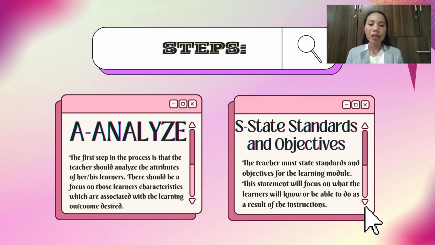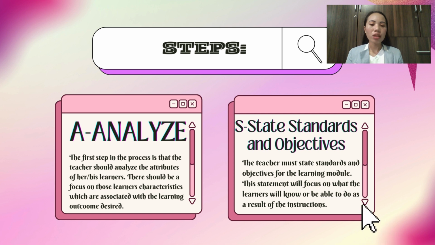So there should be a focus on those learners' characteristics which are associated with the desired learning outcome. When you determine the characteristics of the learners, it will guide you in choosing specific strategies and resources to aid the learning process. Analyze includes the general attributes of the learners, such as age, academic abilities, gender, interests, and others. It also includes the prior competencies as well as the learning style, such as auditory, visual, and tactile.